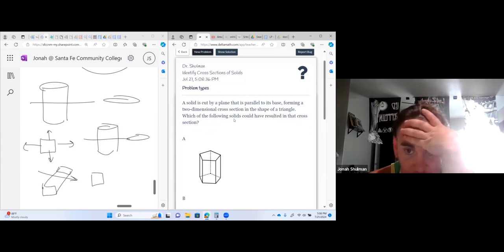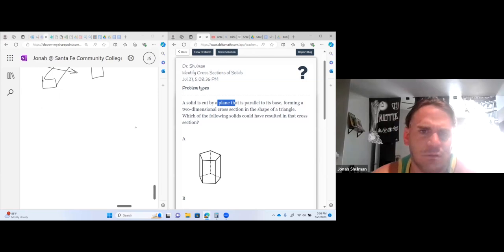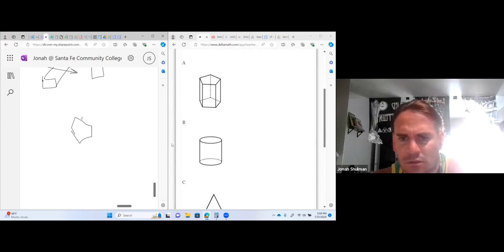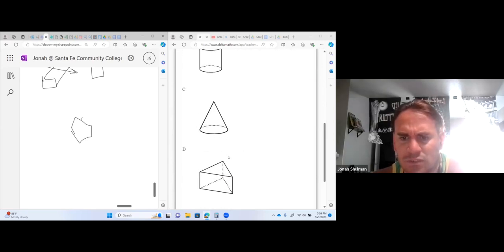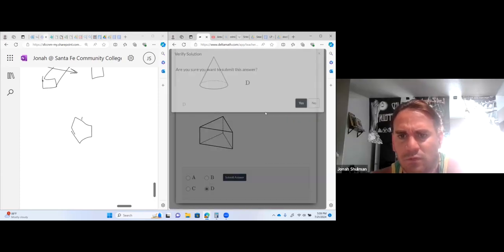Forming a triangle. Okay, so now we're cutting this thing, we're making a triangle. If I cut this thing, cut by a, oh, this is why, it's cut by a plane parallel. So when they say parallel, that's why. The other one, the one I got wrong, was perpendicular. So parallel to the base is kind of what I've been doing every time. That's why I got the other one wrong. So if I cut this one parallel to the base, I get a triangle. Nope. This is the base, these are the faces. This I get a pentagon. This I get a circle. This I get a circle. It's gotta be D. It's the only way to get rectangles.